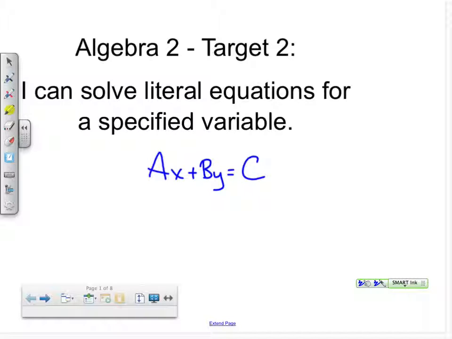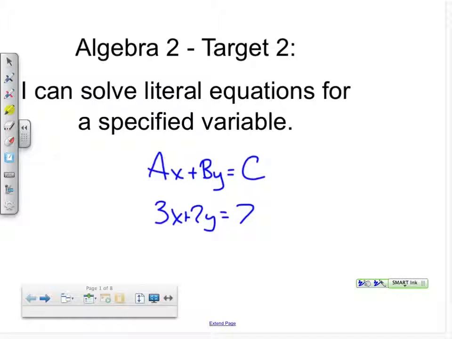Now, you're not always going to find all variables. You may have something put in for a, something put in for b, something put in for c, and you'd have, say, maybe 3x plus 2y equals 7. That's also a literal equation because there's an x and there's a y.